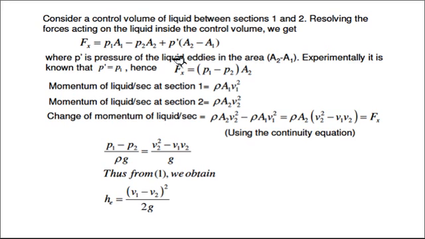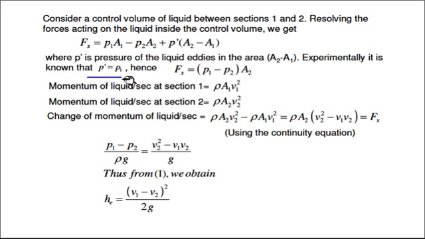Now all of you know what P1 A1 minus P2 A2 is, but we don't know what P dash (A2 minus A1) is. Remember that P dash is the intensity of pressure of the liquid acting onto the area A2 minus A1. Because all of you know that the area at section 2 is greater than at section 1, therefore we have the minus sign for A1. Now experimental results show that the value of P dash is equal to P1.